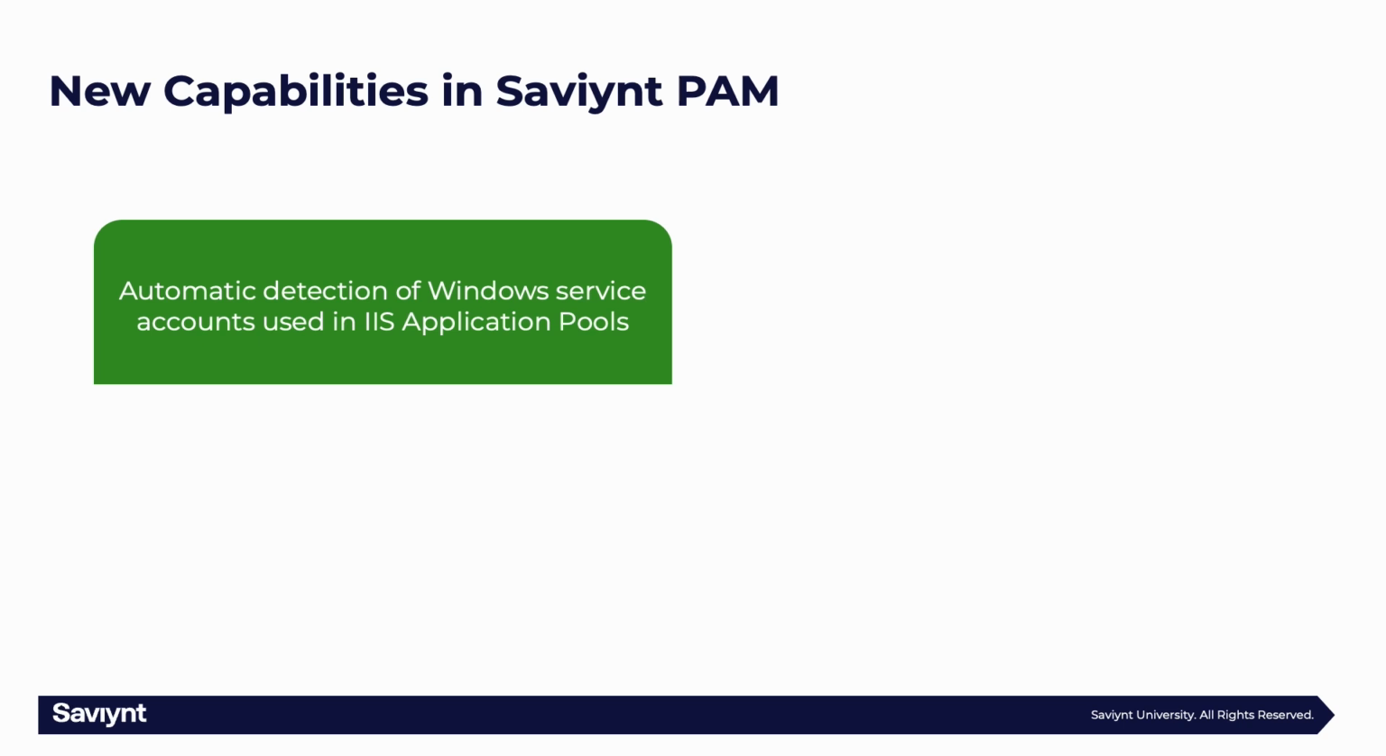Saviynt PAM can automatically detect Windows service accounts that are associated with IIS application pools by running either the import job or the bootstrap job. During this process, PAM scans the connected Windows targets to identify all service accounts configured within IIS. By doing so, it ensures that no dependent or linked service accounts are overlooked during password rotation.